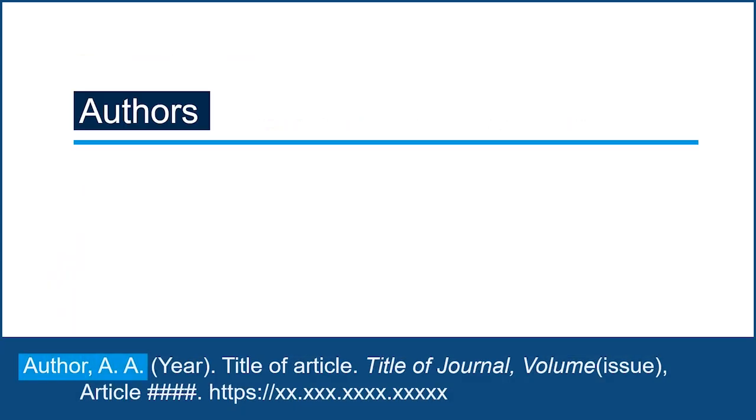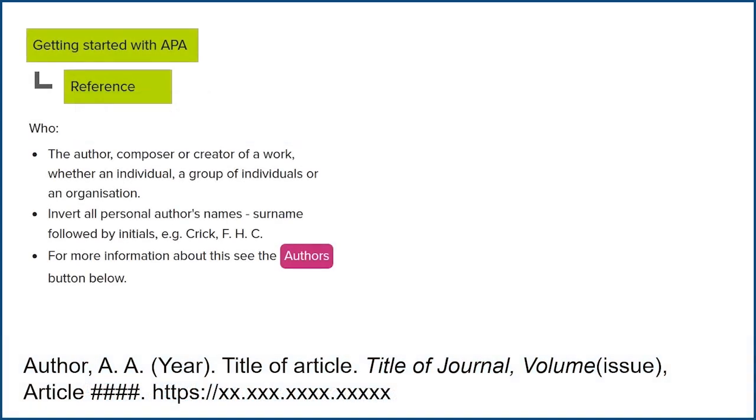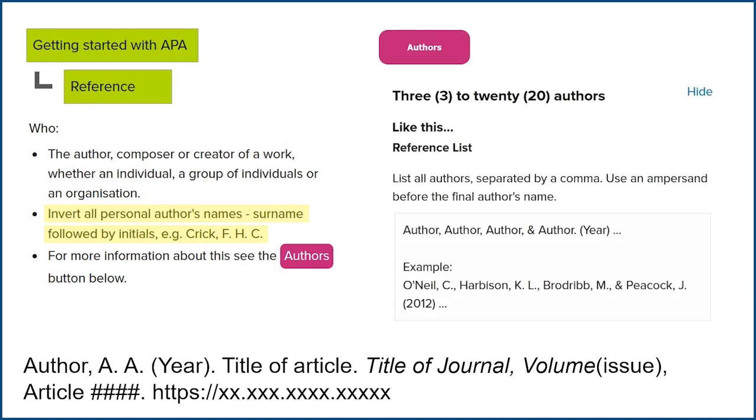The reference starts with the authors. The general rules for references tell us to put the author's surname first, then their initials. The special rules for 3 to 20 authors, which we saw earlier, tell us to include all of the authors and put the ampersand or the and sign before the last author. The example shows you how.